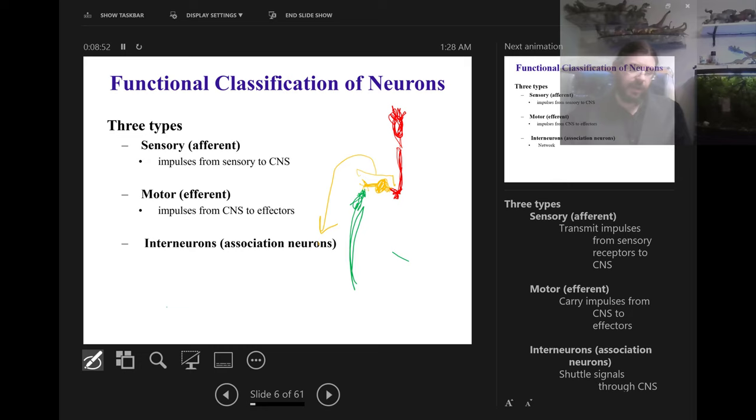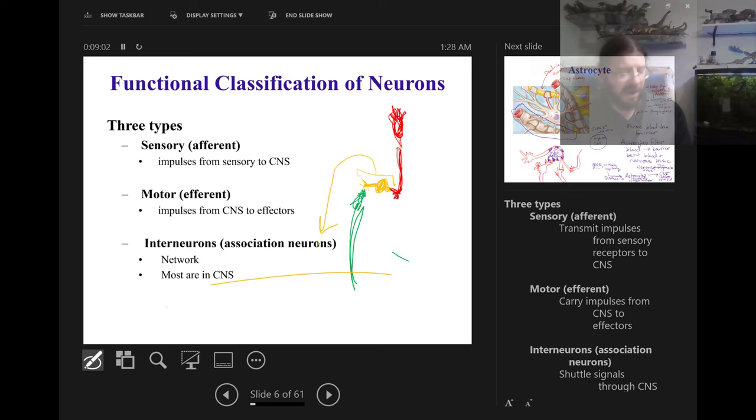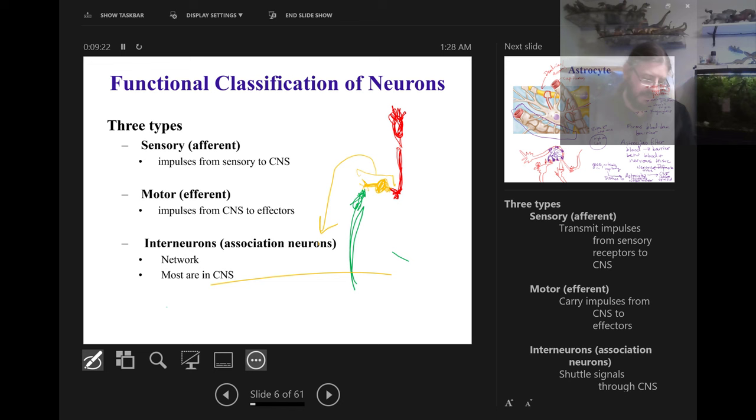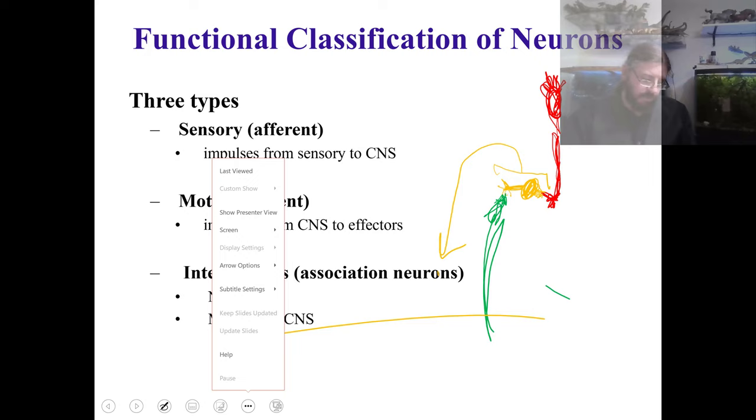Okay, so associated with making the networks, most are in the central nervous system. Remember that the spinal cord is part of the central nervous system. So there we go. Not too terribly. Okay, so now we've classified some neurons. We've talked about charge. We've talked about all that stuff. And I kept it in presenter view, so you got to see all my notes on the right and see that I don't necessarily have everything memorized. Rookie move, Heckman! Rookie move!